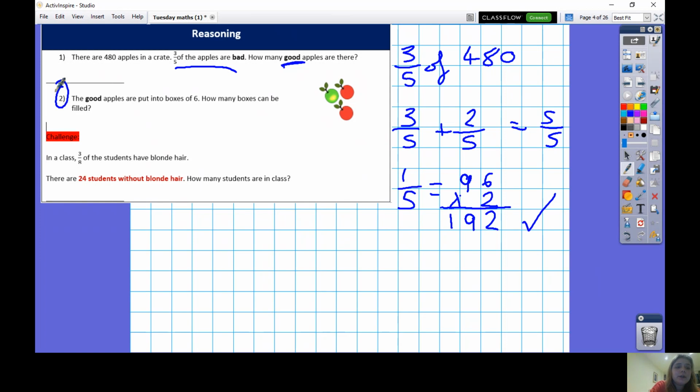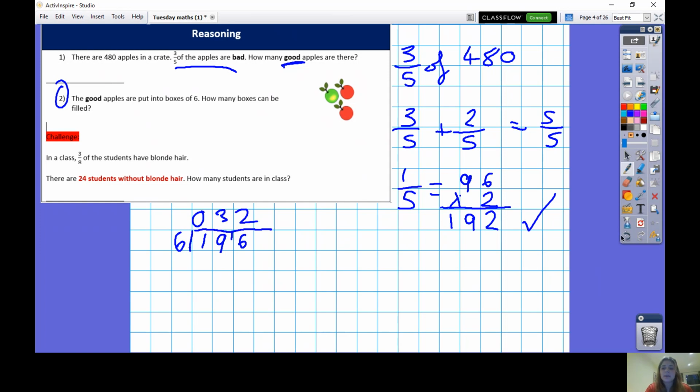Okay, now question 2 says the good apples are put into boxes of 6. How many boxes can be filled? If you didn't get the correct answer for question 1, so long as you've divided by 6 here, you were at least on the right track. But 196 divided by 6 will be equal to 32.